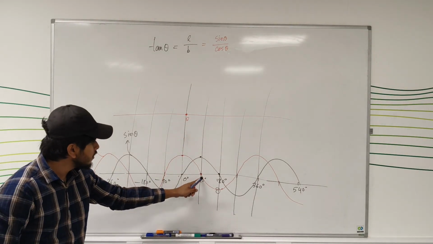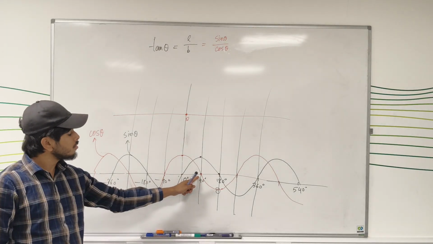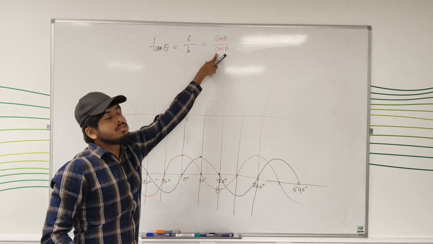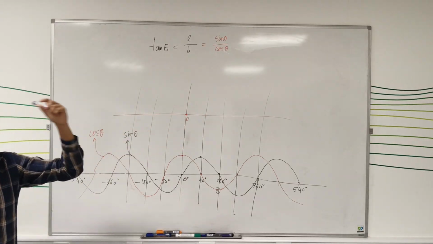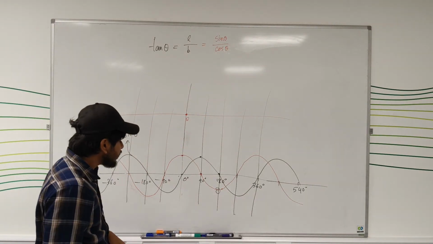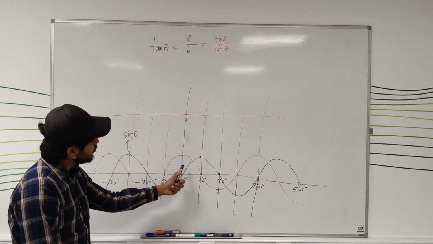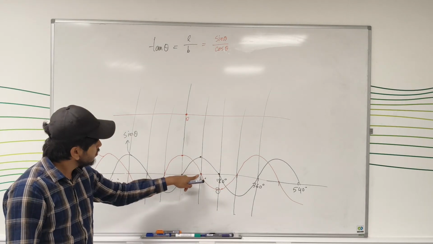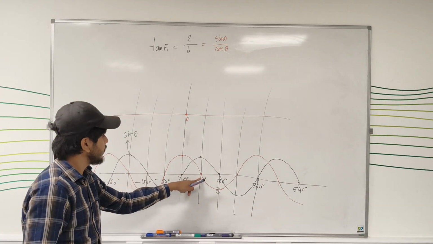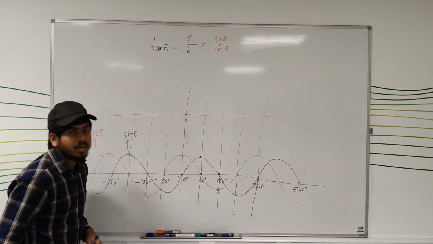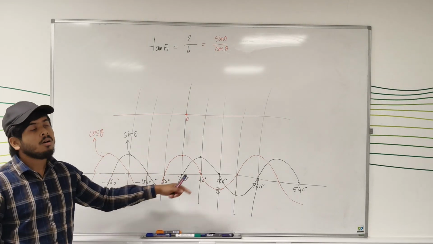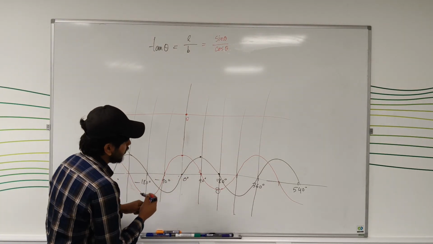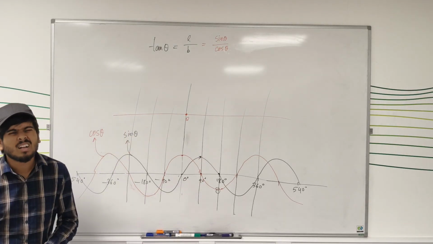Now what's interesting is, what happens when theta is approaching 90? When theta is close to 90, you see that cos theta is 0, but sine theta is 1. You cannot divide something by 0, right? But you can go close to 90 degrees. When you are close to 90 degrees, your cos theta, the red one, is close to 0, or it has a very small positive value, let's say 0.00001, and your sine theta approaches 1, let's say 0.9999 something.